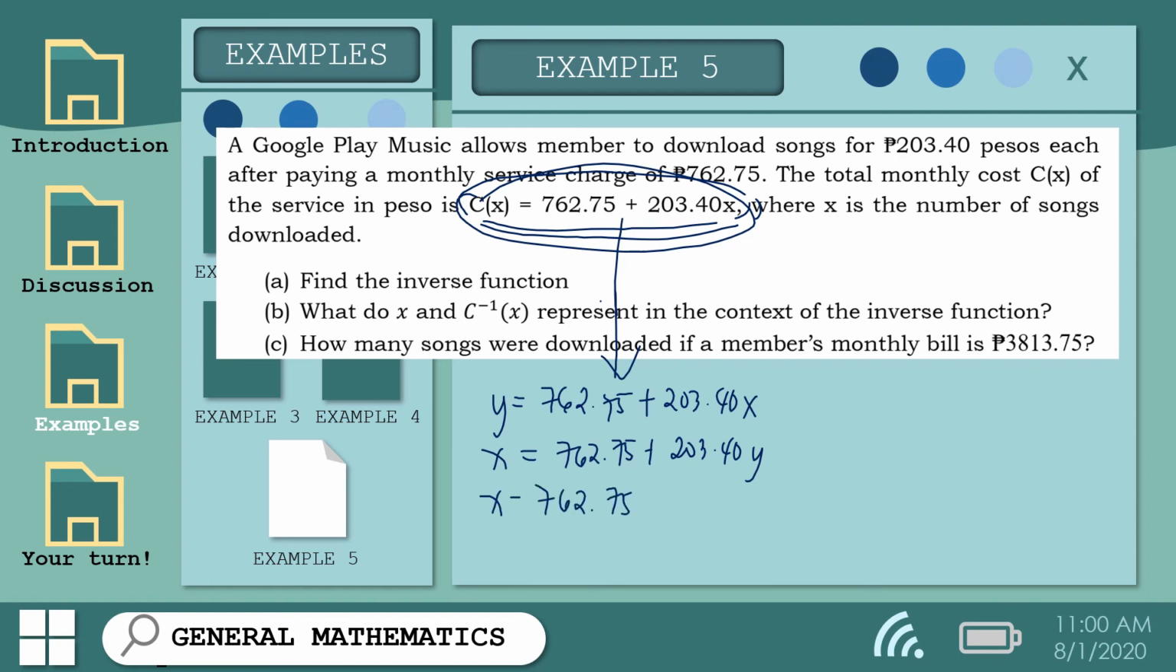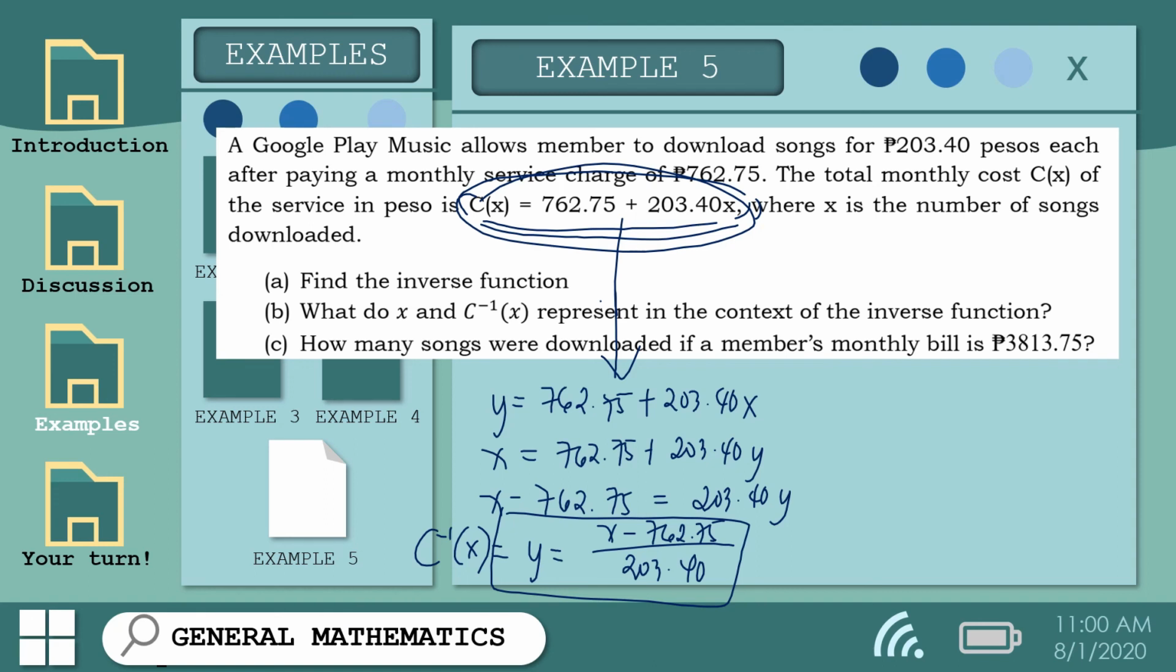By addition property of equality, we have now x minus 762 and 75 cents is equal to 203 and 40y. Ngayon, eliminating 203 and 40, we divide both sides by 203 and 40. So, we have now the inverse function y is equal to x minus 762 and 75 over 203 and 40 cents. Or pwede po natin isulat din yung y as c raised to negative 1 of x.